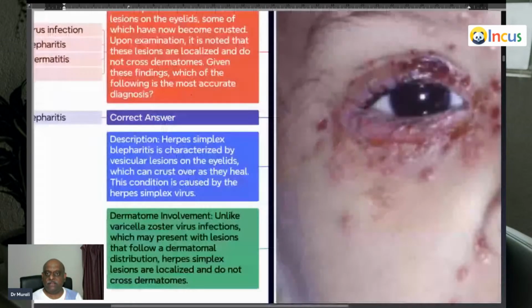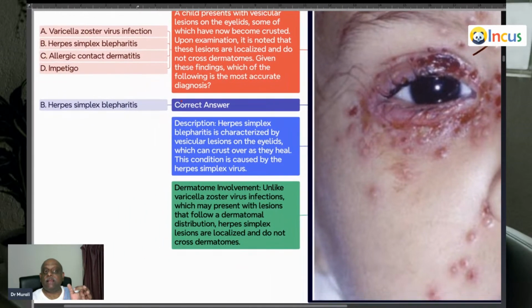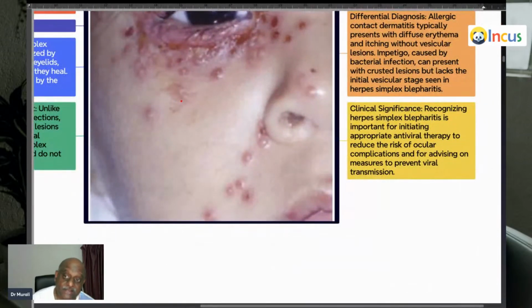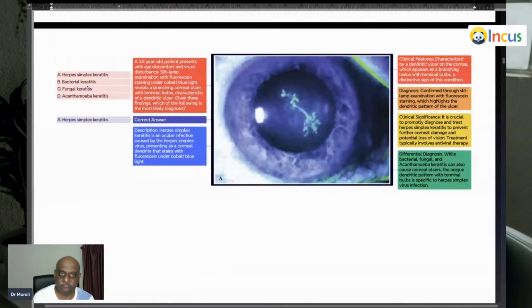Now, a child presents with a vesicular lesion on the eyelids. Some of them have crusted. These lesions are localized. They are not crossing the dermatomes. So what is the most likely possibility? This is a herpes simplex blepharitis, where vesicular lesions are affecting the eyelids, which can crust whenever they are healing, which is caused by the herpes simplex virus, is what you have to remember.